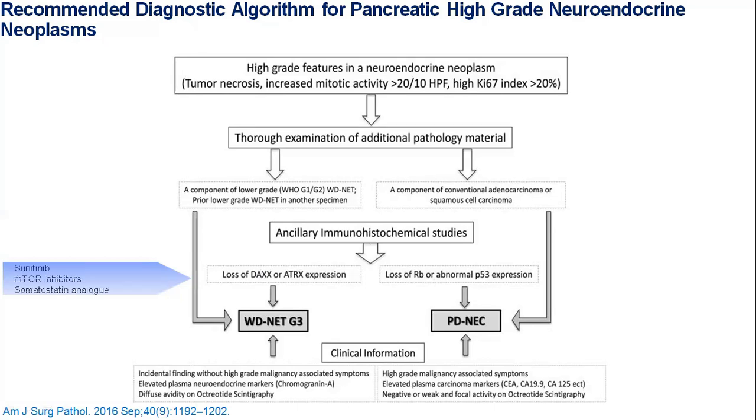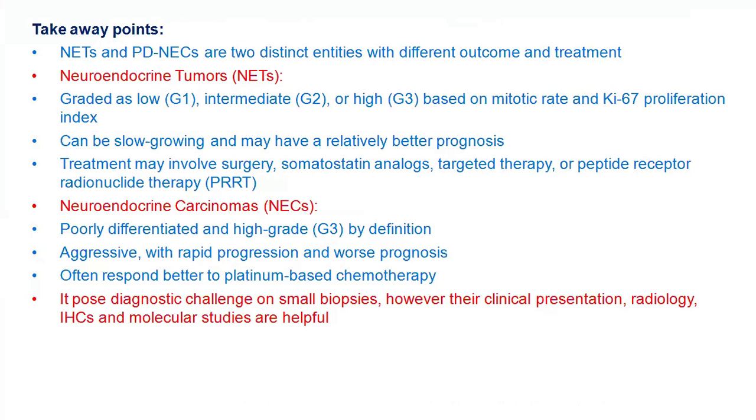And as we discussed, the management plan between the two entities is different as well. So the common treatment for the neuroendocrine tumors includes sunitinib, mTOR inhibitors, and the somatostatin analogs. While for the poorly differentiated neuroendocrine carcinomas, it is platinum-based chemotherapy. So the takeaway point from the discussion is that these two are totally different entities with a different outcome and a different treatment plan.